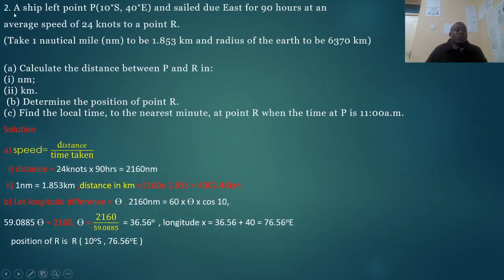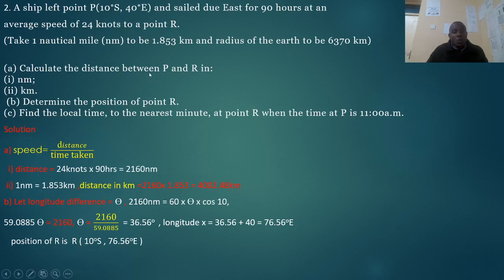Example number 2. A ship left point P, 10 degrees south, 40 degrees east, and sailed due east for 90 hours at an average speed of 24 knots to a point R. So remember, you are given the speed. If you are given the speed, it's the same process like we were doing.